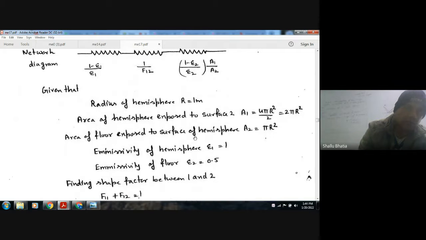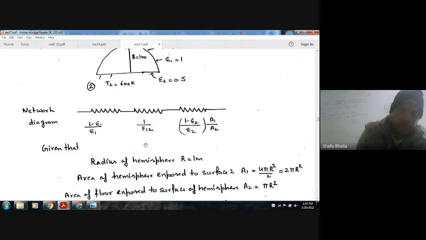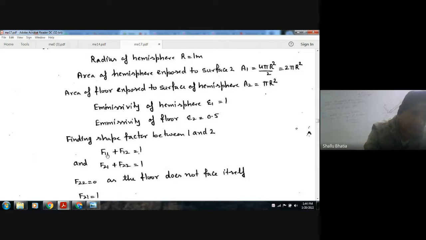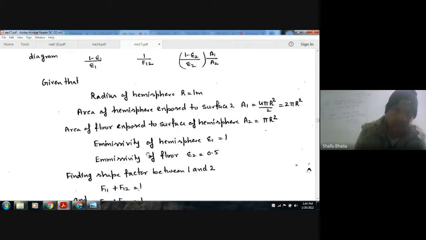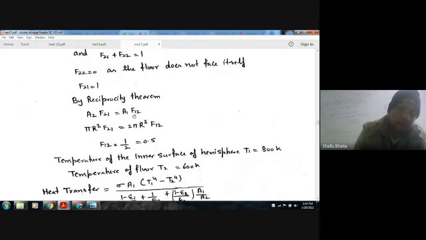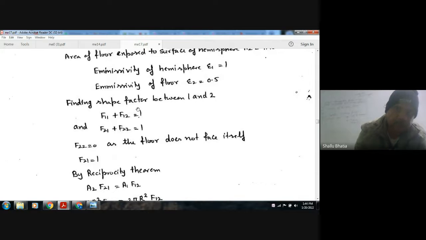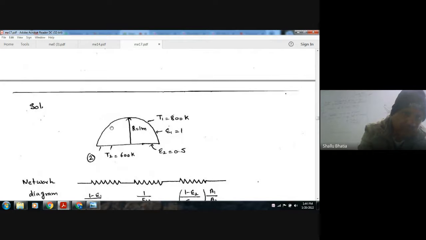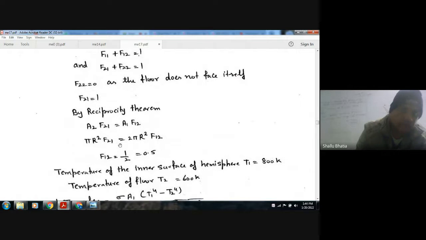Now we have all the data, epsilon 1, epsilon 2, A1, A2, but we don't have F12. To find F12, we'll use the summation rule. F11 plus F12 is 1. Similarly, F22 plus F21 is also 1. F22 will be 0, because this horizontal surface, this circle, cannot see itself. The hemisphere can see itself, but this horizontal circle cannot see itself. So F22 is 0, so it means F21 is 1.